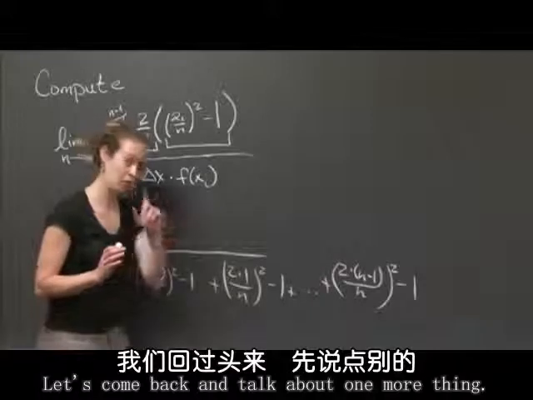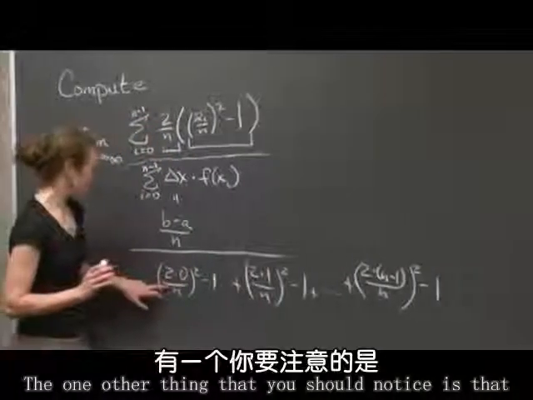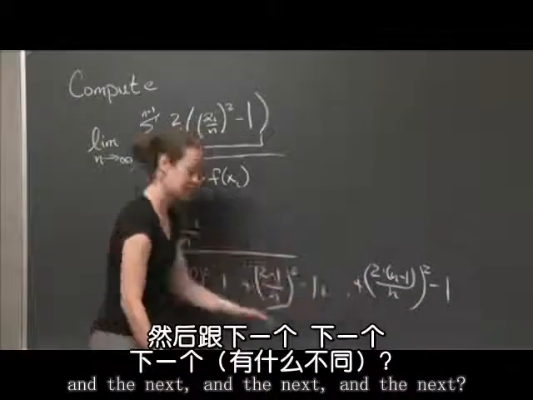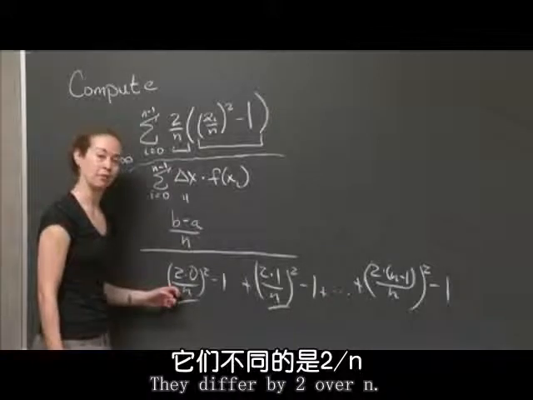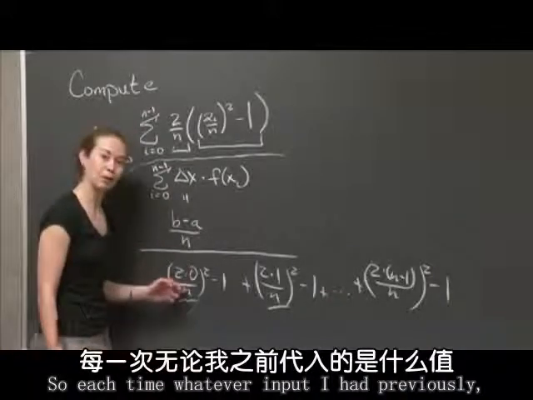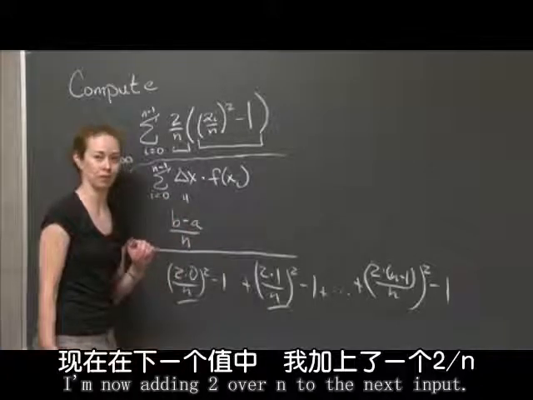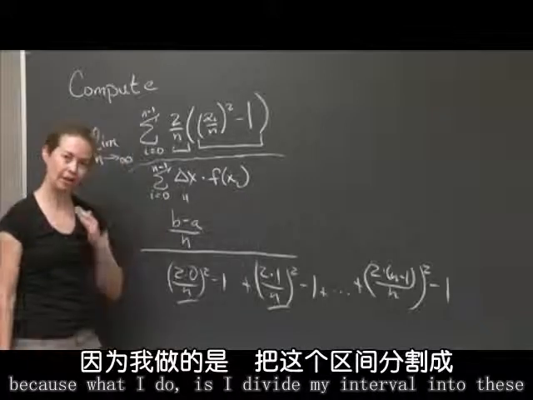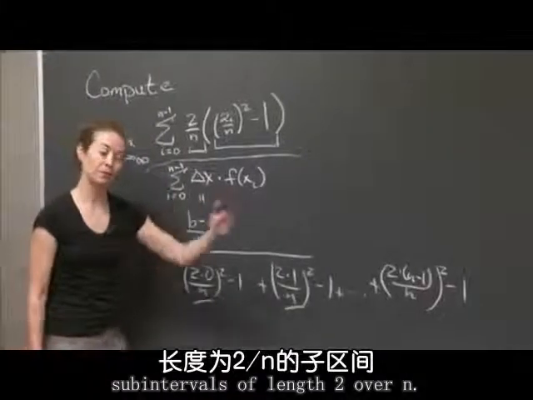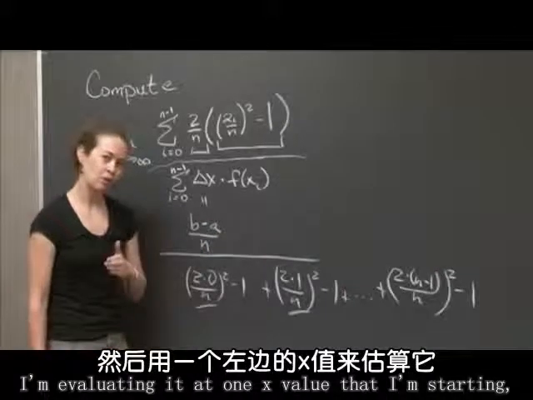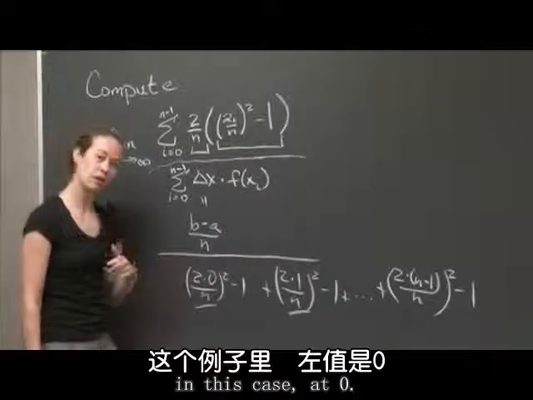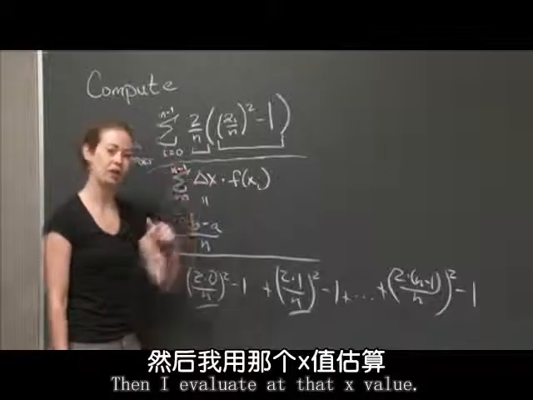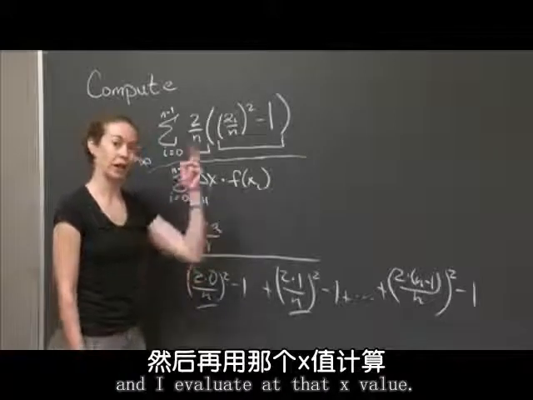Let's come back and talk about one more thing. The one other thing that you should notice is how this value differs from this value and the next and the next and the next. They differ by 2 over n. So each time, whatever input I had previously, I'm now adding 2 over n to the next input. And that should make sense with what we know about Riemann sums, because what I do is I divide my interval into these subintervals of length 2 over n, and I'm evaluating at one x value, starting in this case at 0. Then the next is 2 over n more, and I evaluate at that x value. The next one is 2 over n more, and I evaluate at that x value.